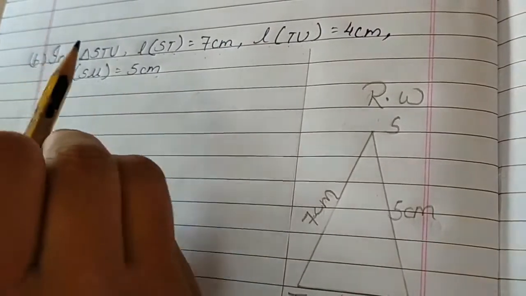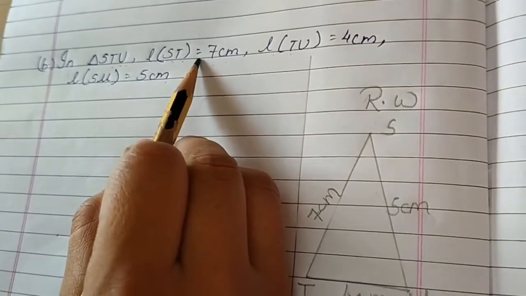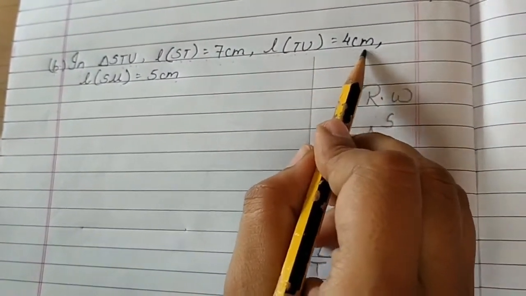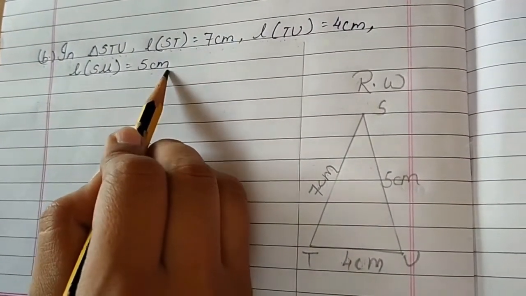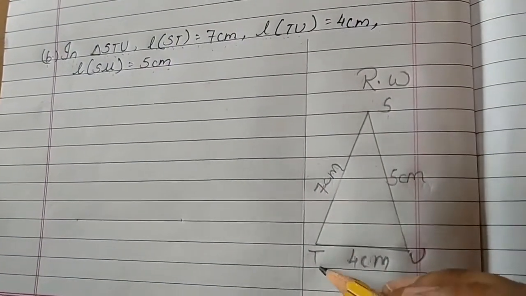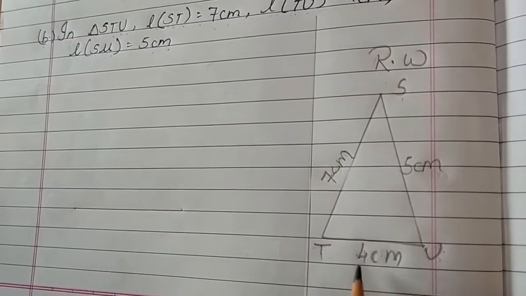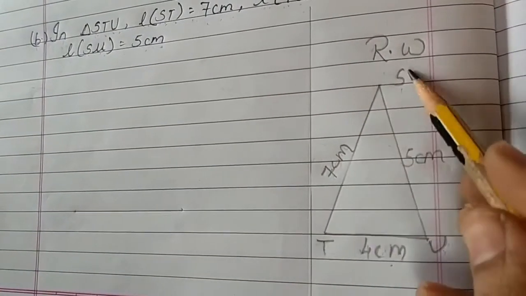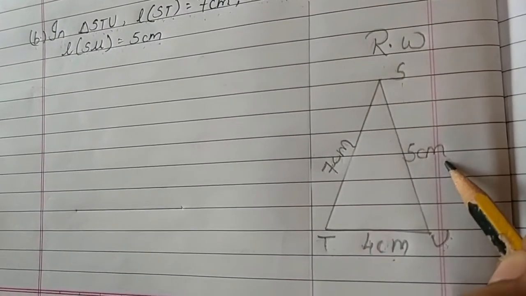Second, in triangle STU, length of ST is equal to 7 centimeters, length of TU is equal to 4 centimeters, length of SU is equal to 5 centimeters. Now we have drawn this triangle STU. TU is 4 centimeters, our base of the triangle, TS is 7 centimeters and SU is 5 centimeters.